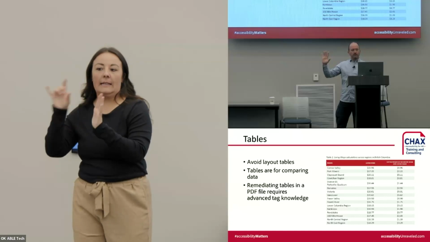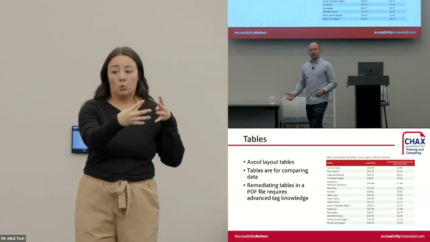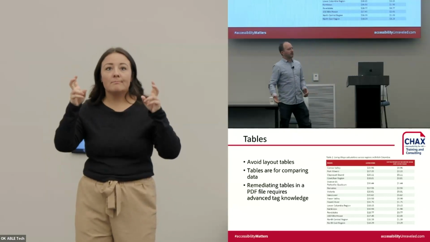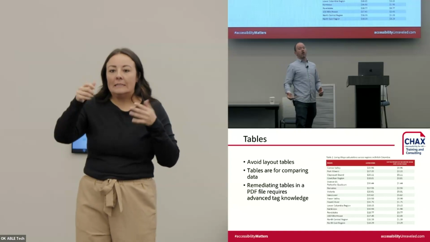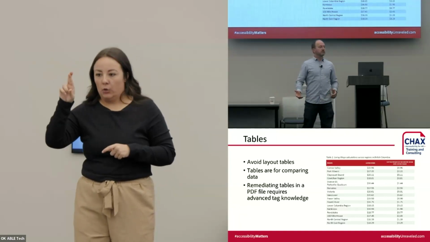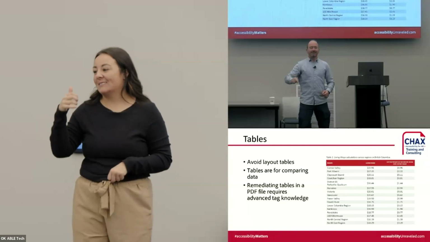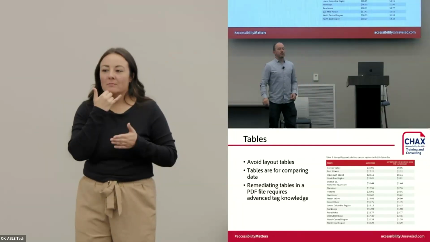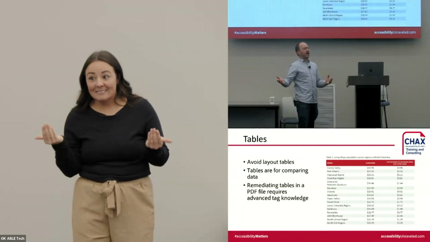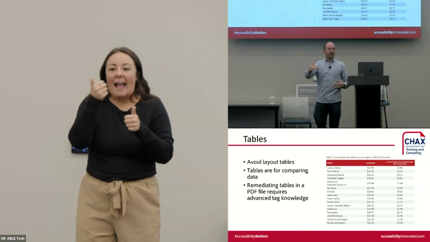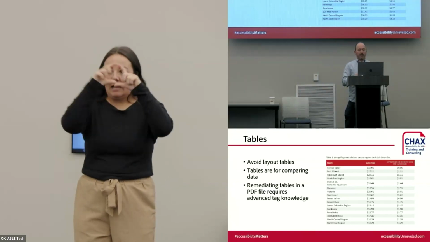Tables are another one. Every table should have a header row. If your table doesn't have a header row, it's wrong. Cue the laugh. But honestly, it is. Every table should have a header row that defines the category of the information in the table. So keep that in mind.